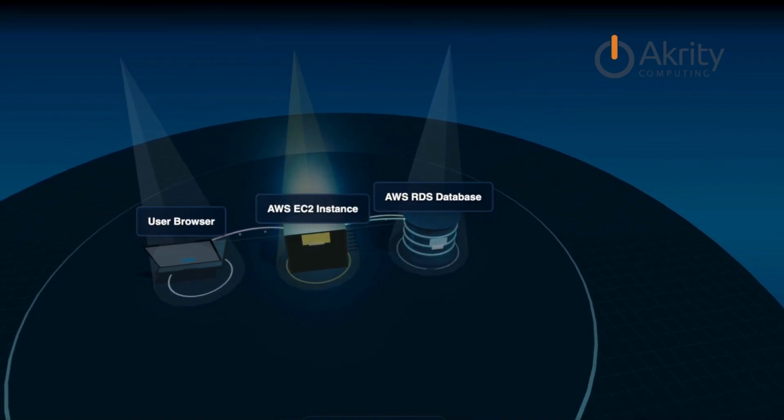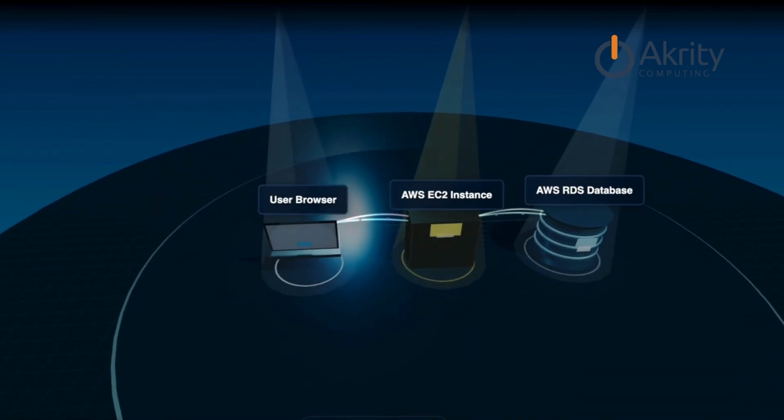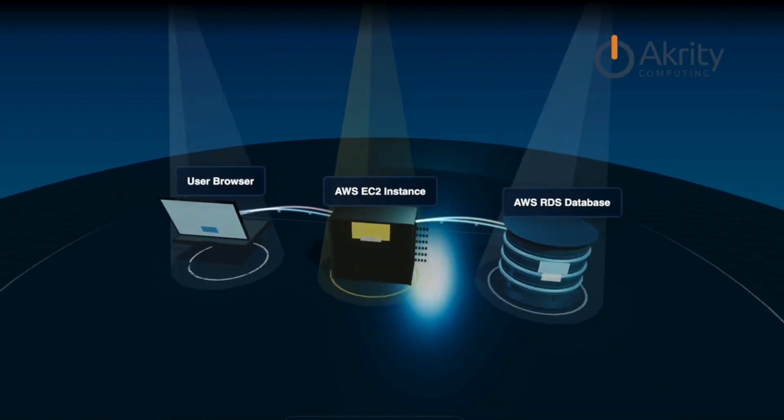Now the EC2 server, having got all the data, constructs the HTML page, which gets sent to my browser and ultimately rendered. So in this example, two services were used.